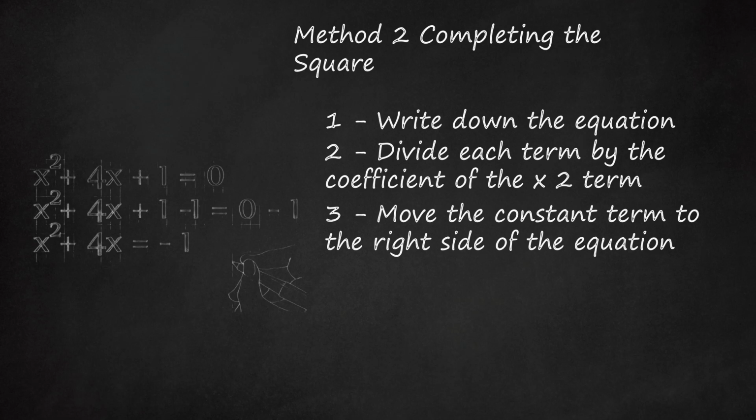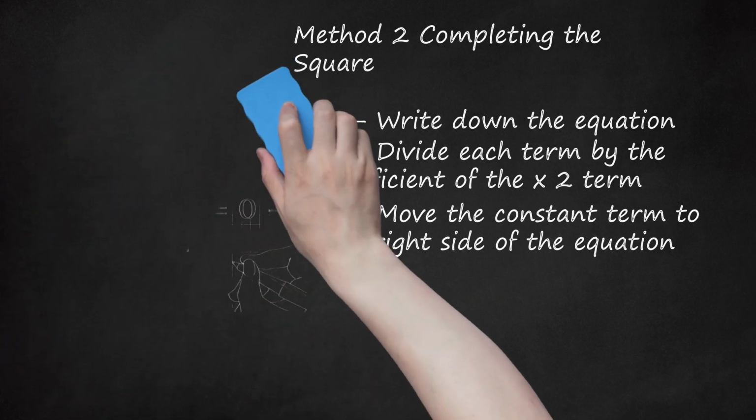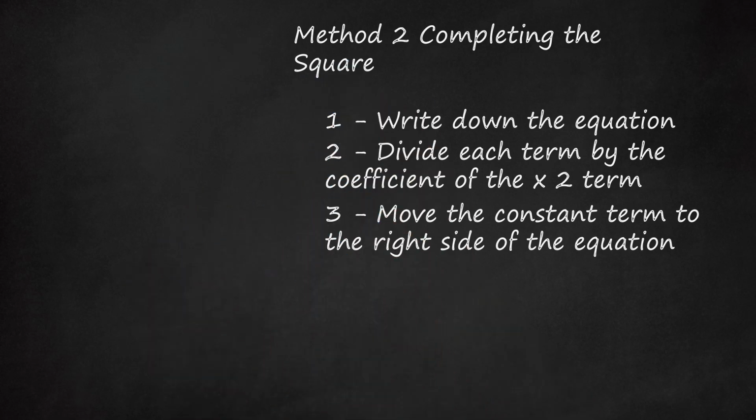x² plus 4x plus 1 is equal to 0. x² plus 4x plus 1 minus 1 equals 0 minus 1. x² plus 4x equals -1.